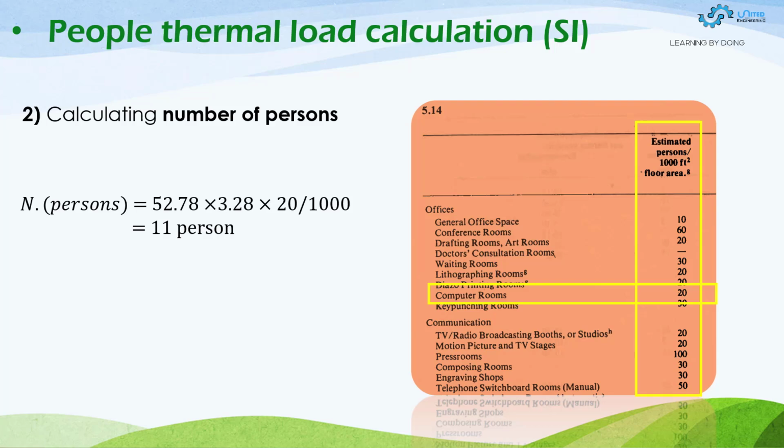So we can multiply the office area that we calculated before by the number of persons per feet square, but don't forget to convert from meter square to feet square, as we have calculated the area before in meter square, so we multiply by 3.28. This is to convert from meter square to feet square. And finally, we will find this office to require 11 persons.